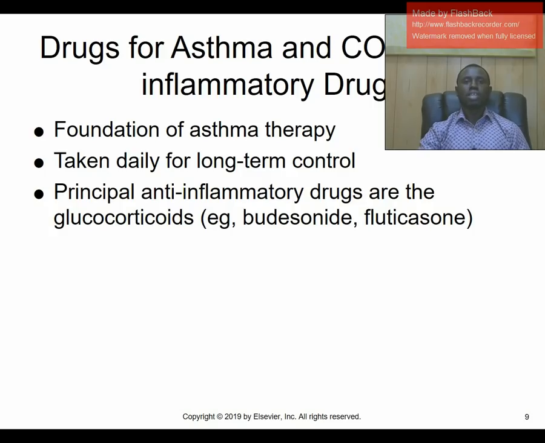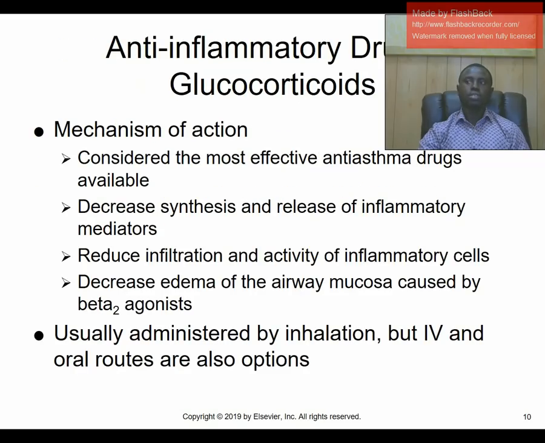So let's look at some examples or subclasses of anti-inflammatory drugs. The first one we will be looking at is glucocorticoids. Glucocorticoids reduce symptoms of asthma by suppressing inflammation. They decrease the synthesis and release of inflammatory mediators such as prostaglandin and reduce infiltration and activity of inflammatory cells. By doing so, they decrease the edema of the airway mucosa caused by beta agonists.